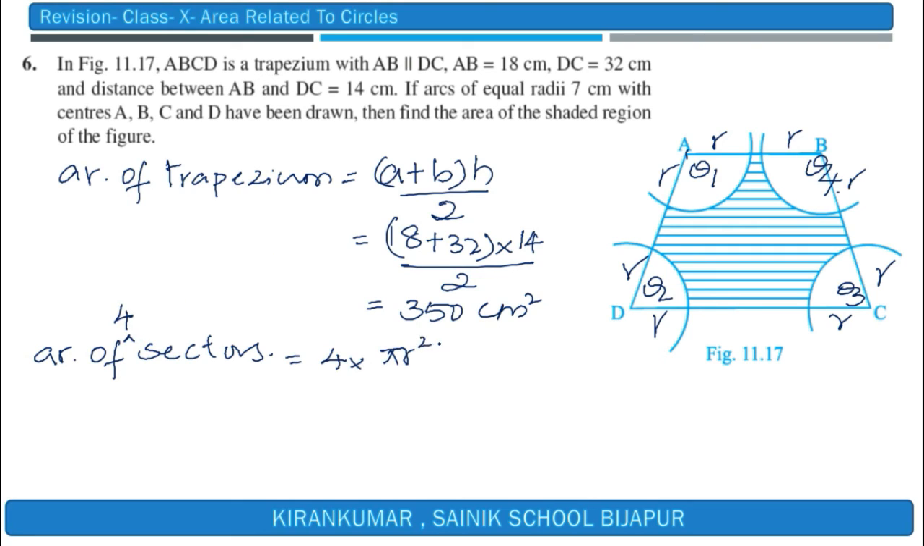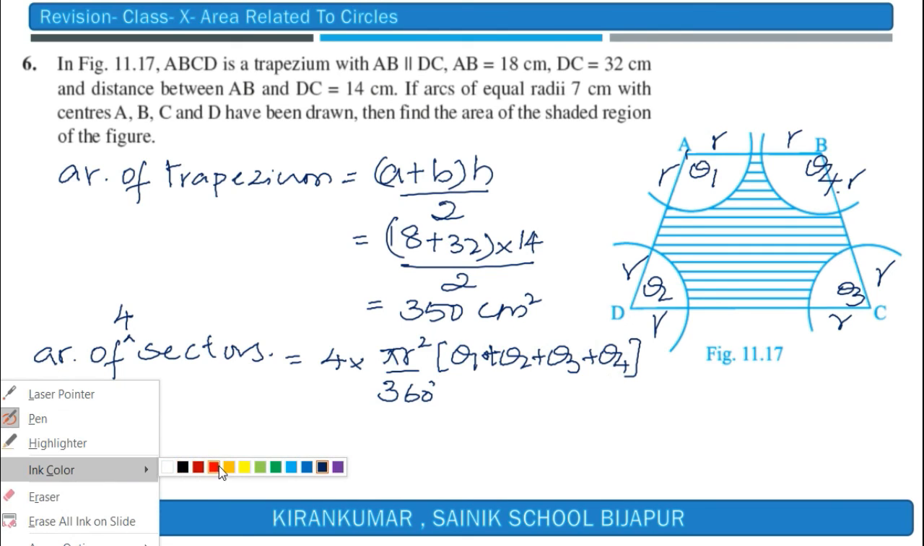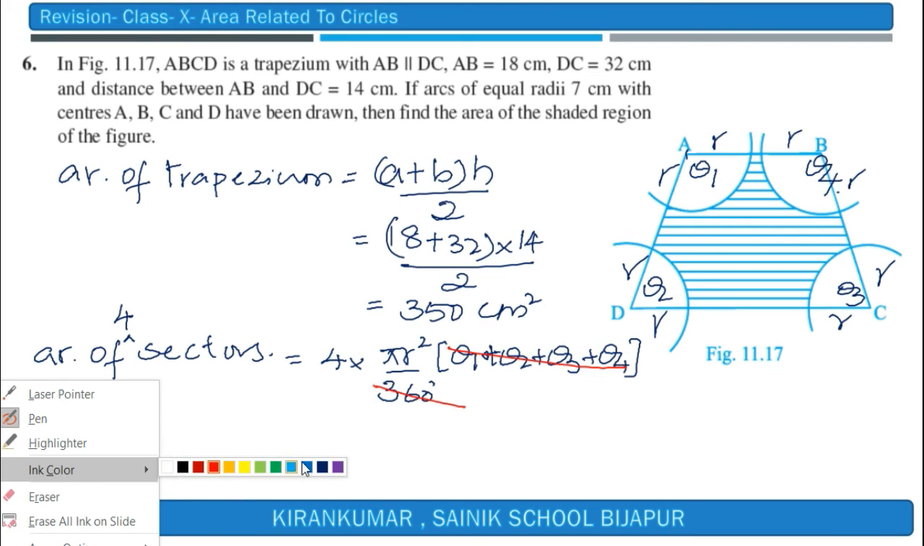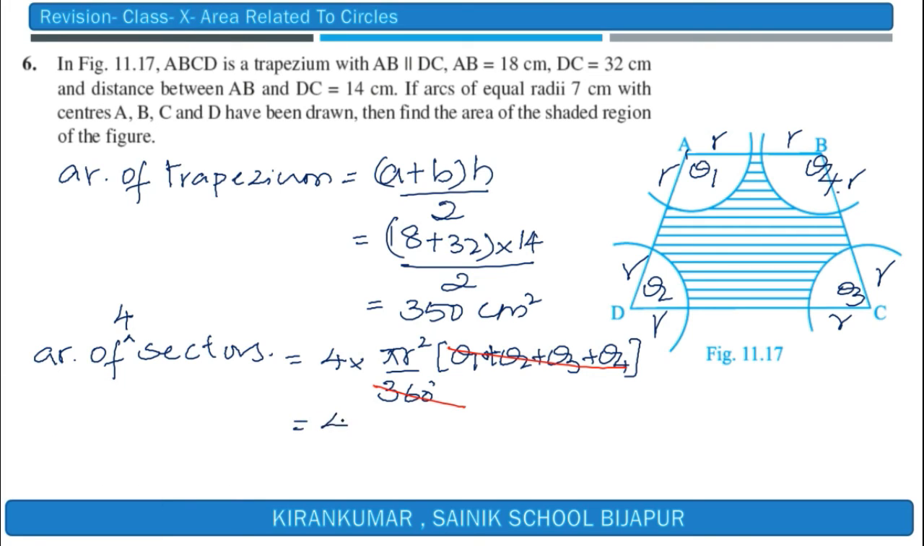I'll take out pi r square by 360 as common. We'll be getting theta 1 plus theta 2 plus theta 3 plus theta 4. This sum of the angles is 360, hence 360 and 360 get cancelled. We need multiplying 4 with 22 upon 7 into radius square, which is 7 times 7. One of the 7 gets cancelled, so we get it as 154 centimeter square.